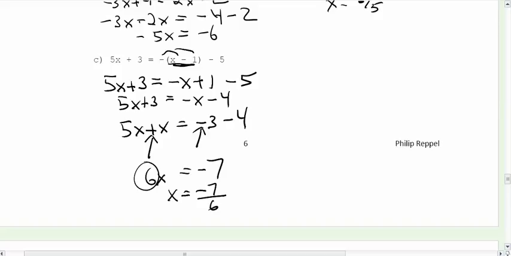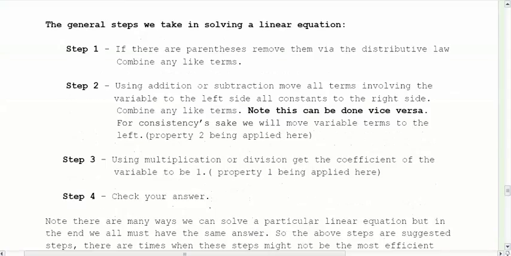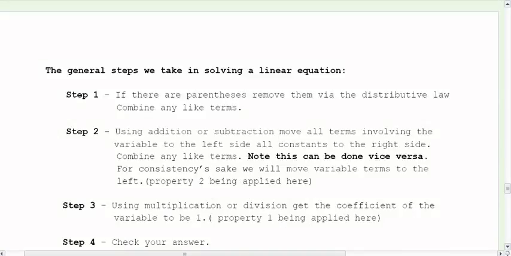And there you go. So again, I'm going to stop this video. And in the last video, we are going to have a general discussion of how we solve a linear equation overall. Okay?